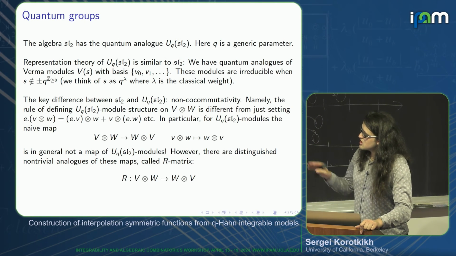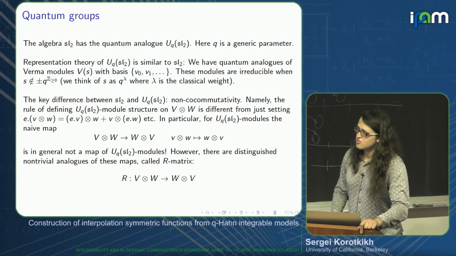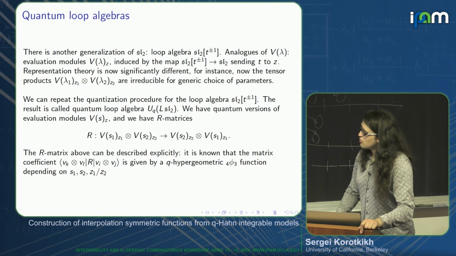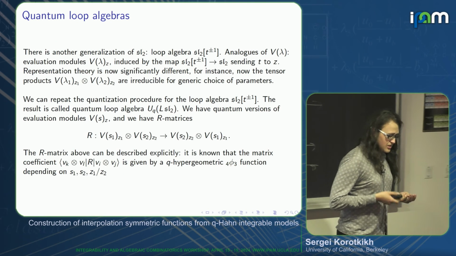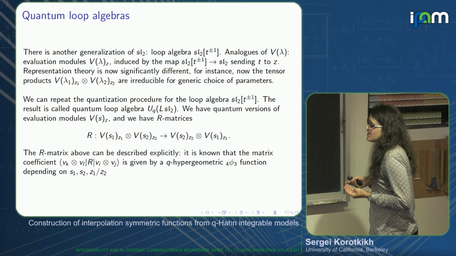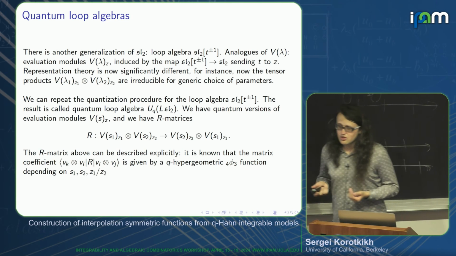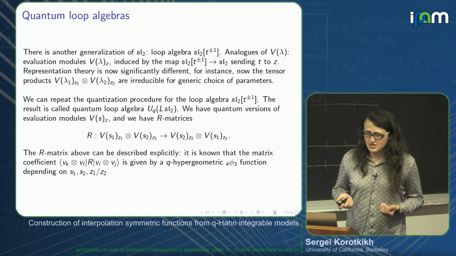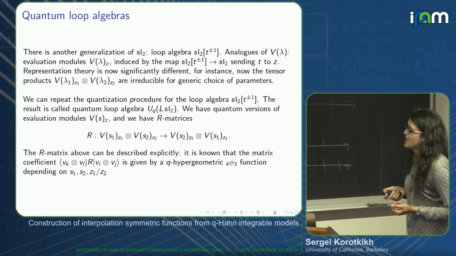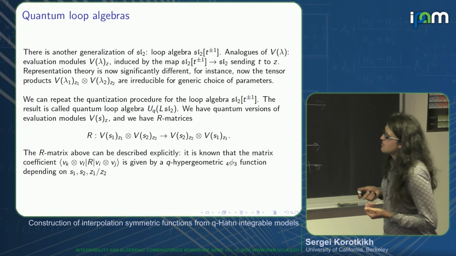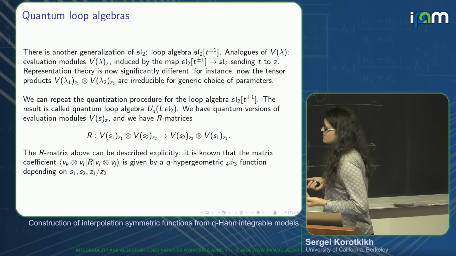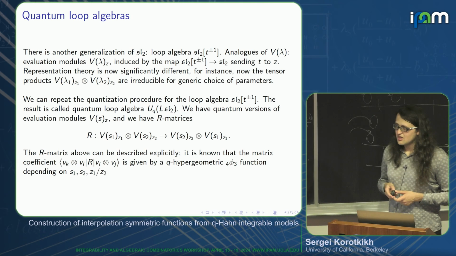Now I want not just U_q(SL2), I want the loop algebra U_q(SL2 hat). What are loop algebras? In the classical case, they correspond to taking your usual algebra and then considering Laurent polynomials in some additional variable t. This is called the loop parameter. And what are the representations of this loop algebra?